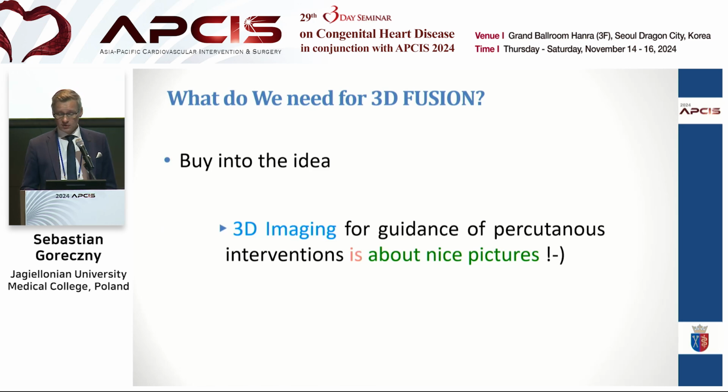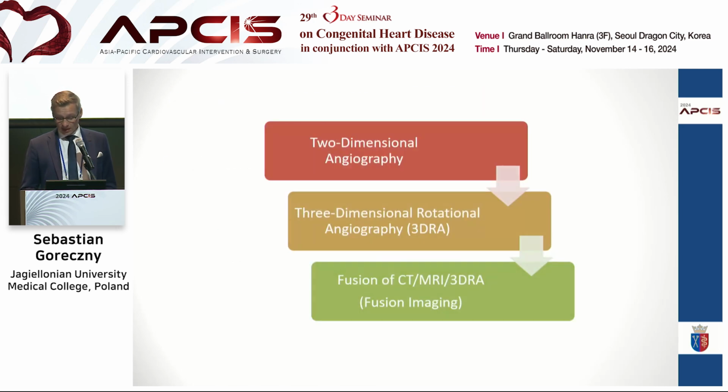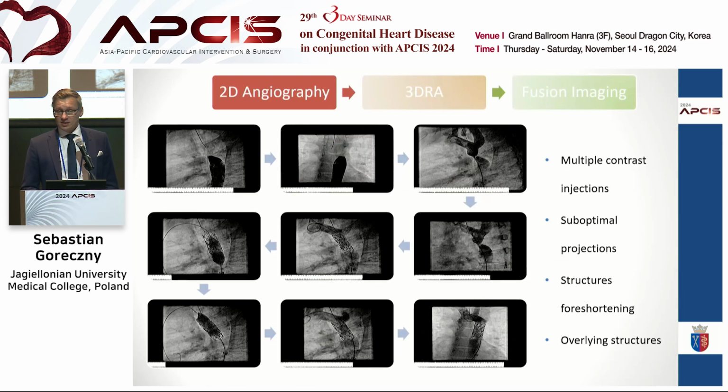So, first of all, 3D imaging in the cath lab is about nice images. We can have beautiful two-dimensional images, several projections, several angiographies. That's the usual way of imaging in the cath lab, and this is the gold standard, but it's still two-dimensional imaging. So, like in this example of coarctation stenting, what do we do when we have this patient in the lab?